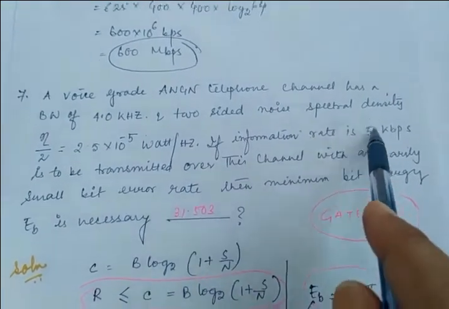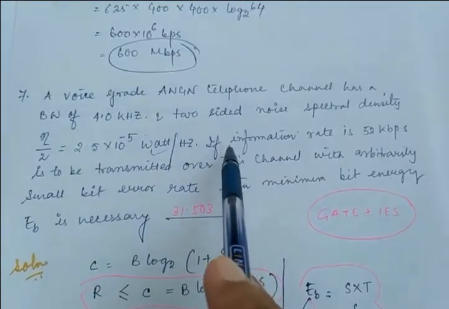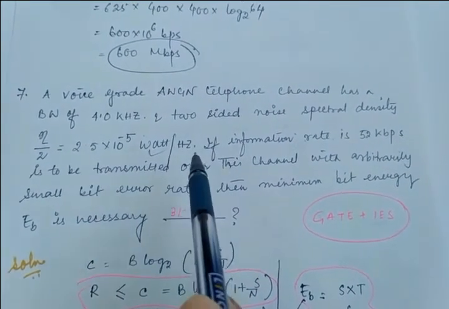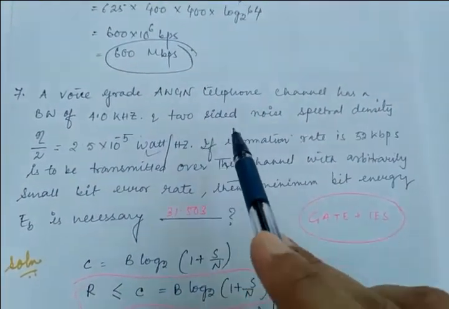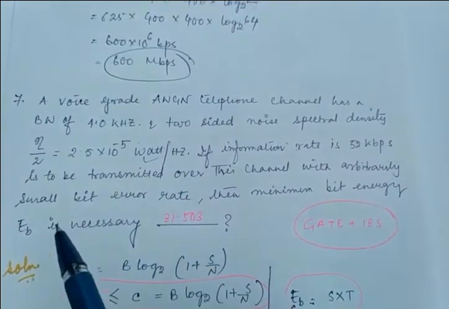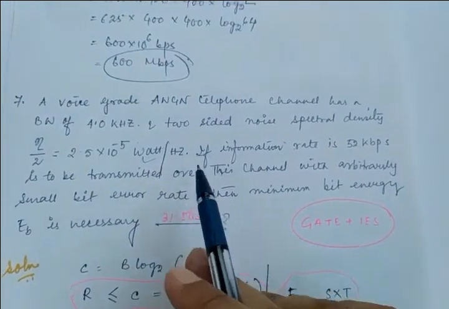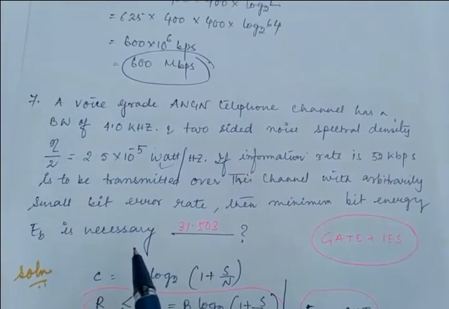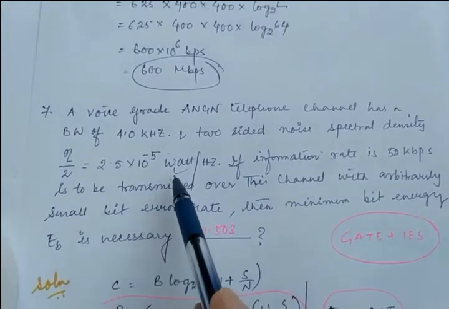Two-sided noise spectral density, that is η/2 equal to this one. Noise spectral density, you have already gained the knowledge about that in your analog communication noise chapter, right? So if you face any problem, please go through the noise chapter once again. It will help you build knowledge about noise spectral density, noise figure, flicker noise, thermal noise, low frequency noise, everything, right? So please go through the noise chapter if possible. And the noise spectral density is defined as η/2 equal to this one.